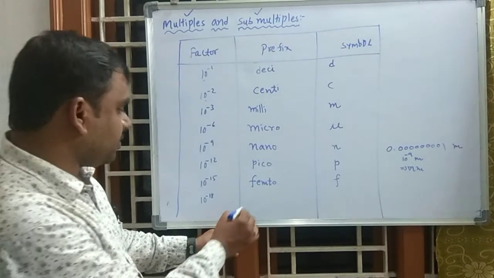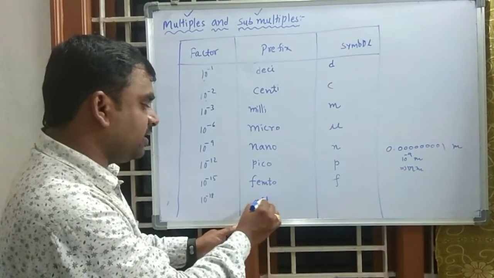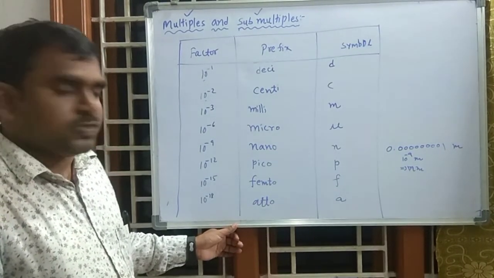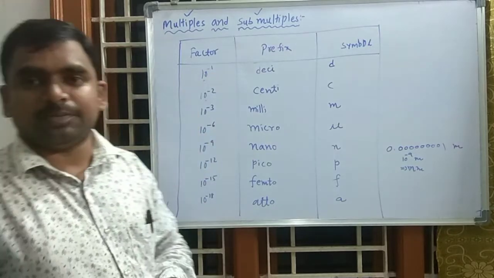And also 10 power -18, this one we are calling atto. The symbol of representation is a. Okay, so these are the multiples and submultiples.